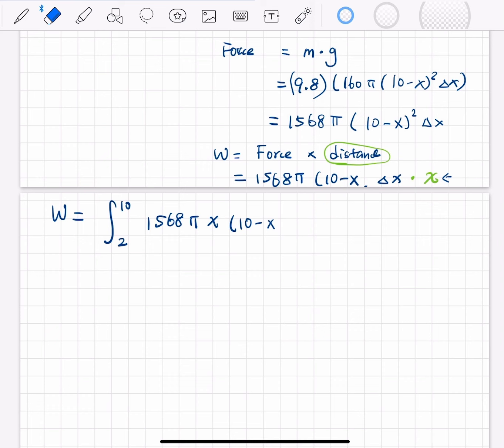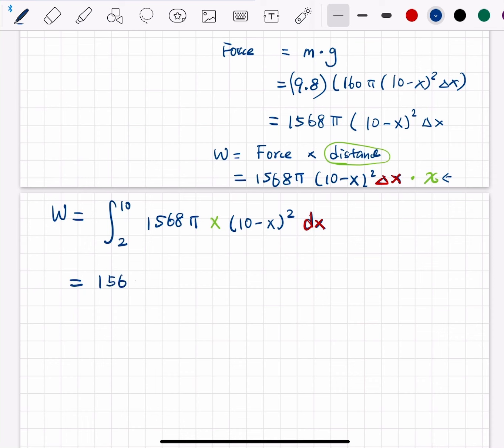This square is outside. Delta x, which we rewrite as dx. So that's why I need to move this x to the front. Let me change the color so you can see where the x is coming from. And then delta x is going to be rewritten as dx. This is the setup. Now we're going to move on to our calculation.